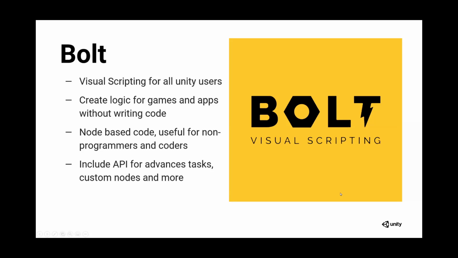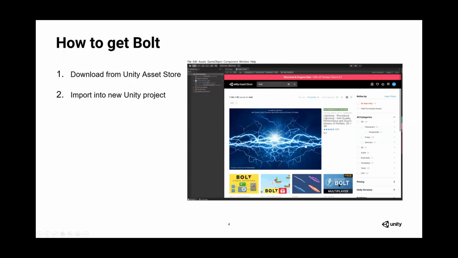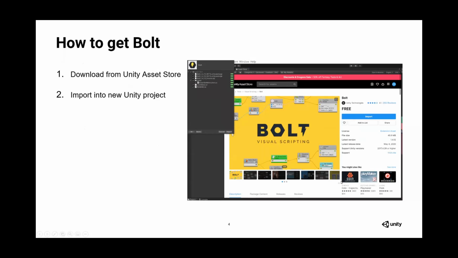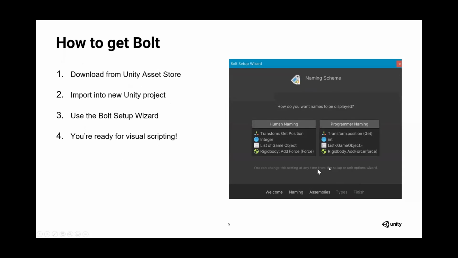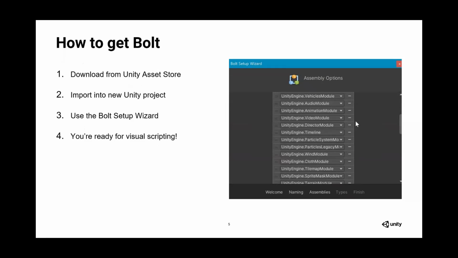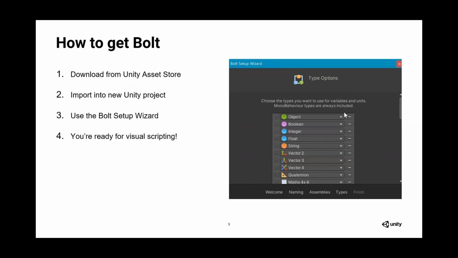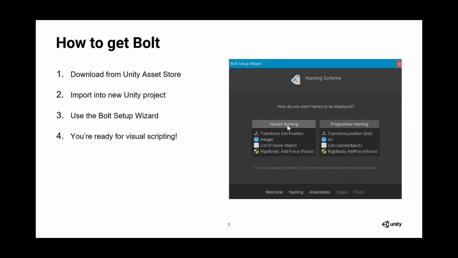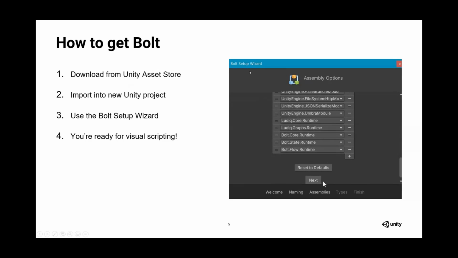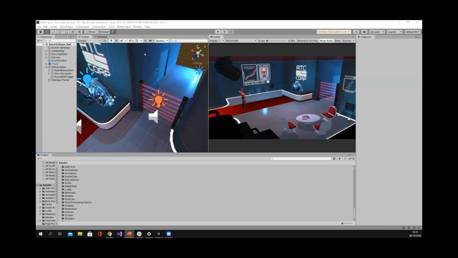So how to start with Bolt? First, to get it, you have to go on the asset store, download the package, and then import it into your project. Then, using the Bolt setup wizard, you can complete the setup in your project, then you're ready to go. We are going to use the Bolt setup wizard in our demo here. So let's start with our demo.